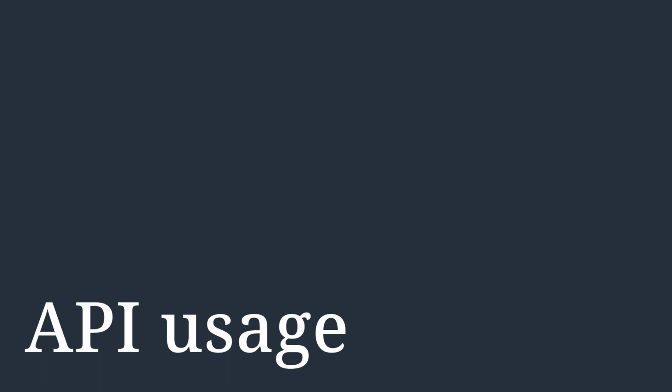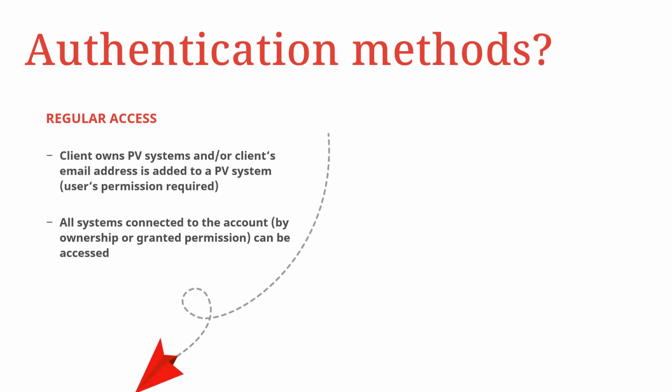The next part is the API usage. So these are different authentication methods. You have the regular access. This is when the client originally owns the PV system or the client's email address is added to a PV system. So user permissions are required in this sense. All the systems connected to the account by ownership or granted permissions can be accessed.